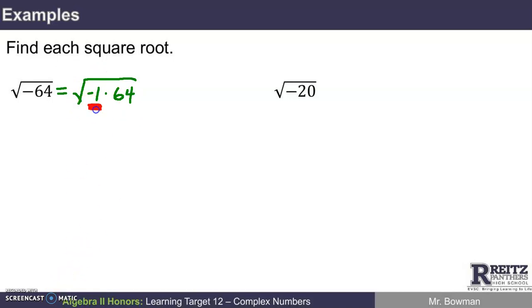So I know how to find the square root of this, and I know how to find the square root of this. And a property of radicals is that the square root of a product is the same as the product of their square roots. So if I want to simplify the square root, well, I know what the square root of 64 is. That's 8. And we just defined the square root of negative 1 as i. So 8 times i is the square root of negative 64.